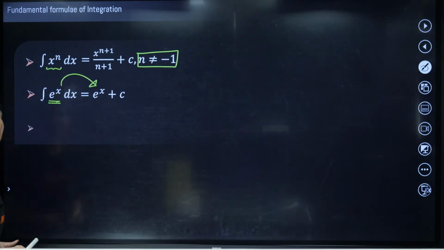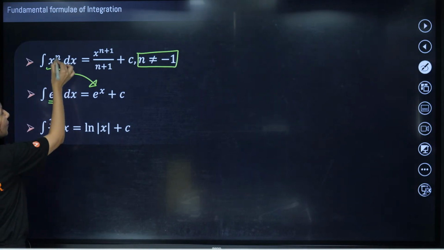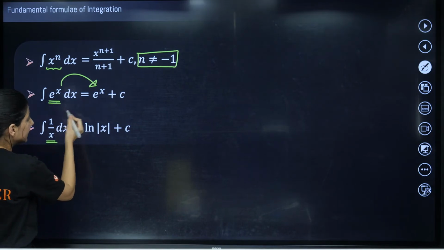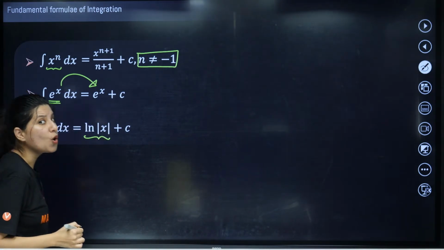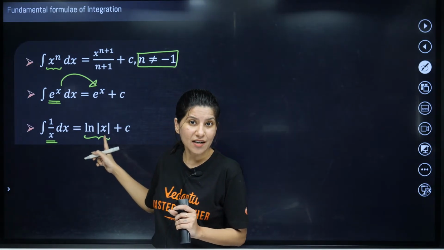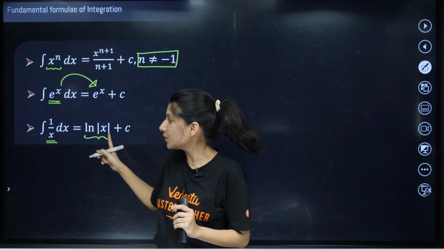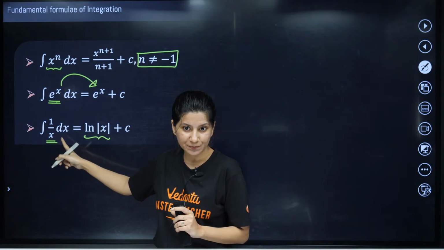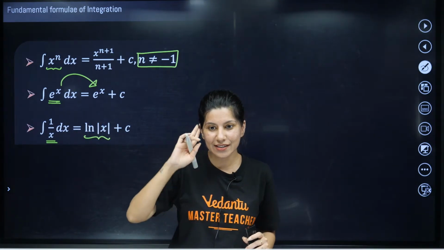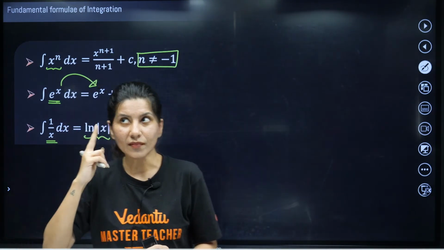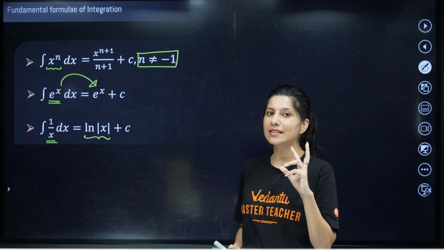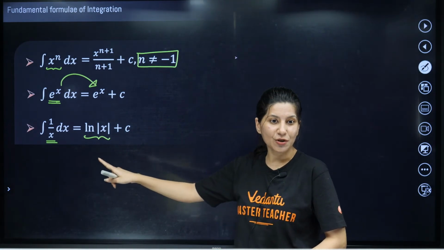Now I already told you, the moment you put n equal to minus 1, it will become 1 upon x. The integration of this will be log of mod x. Because if you differentiate this, you will get 1 upon x. So integration is always a reverse process. Always think about the differentiation also.